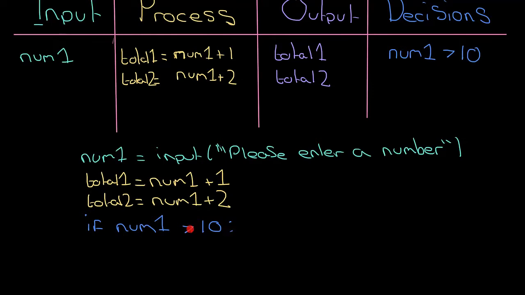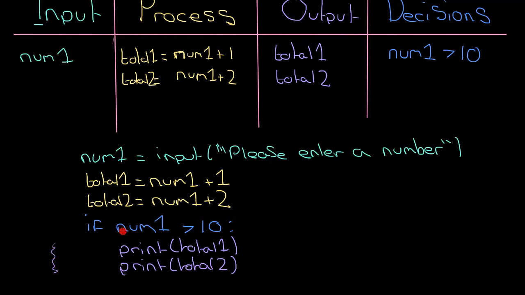Well, if I'm doing this in Python, it'll be a colon, won't it? So like that. And then I only want to print something out if num1 is greater than 10. So here I can go print total 1 and print total 2. And if you know your if statements, you will know that this code will only ever run here. These two lines will only ever run here if that if statement is true. So if num1 is greater than 10.